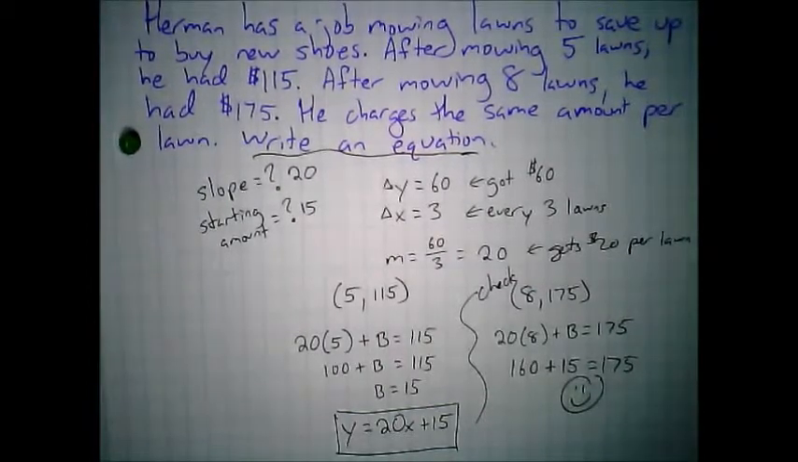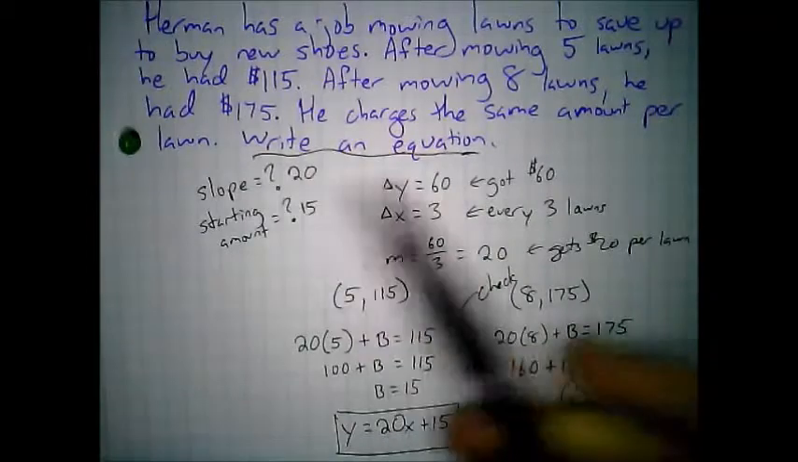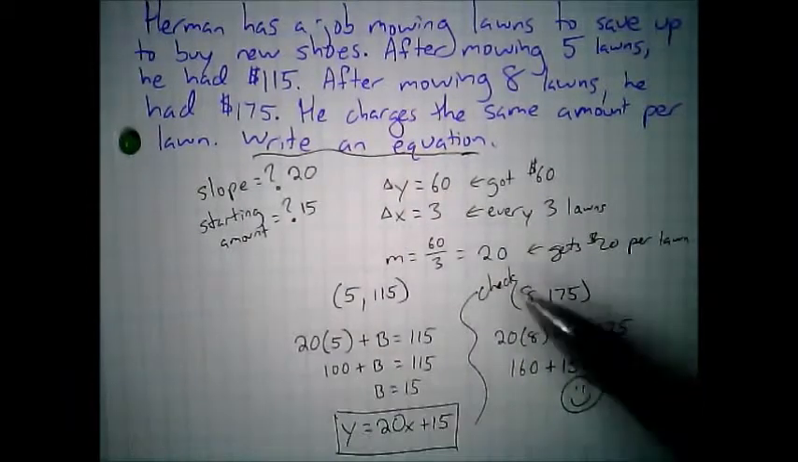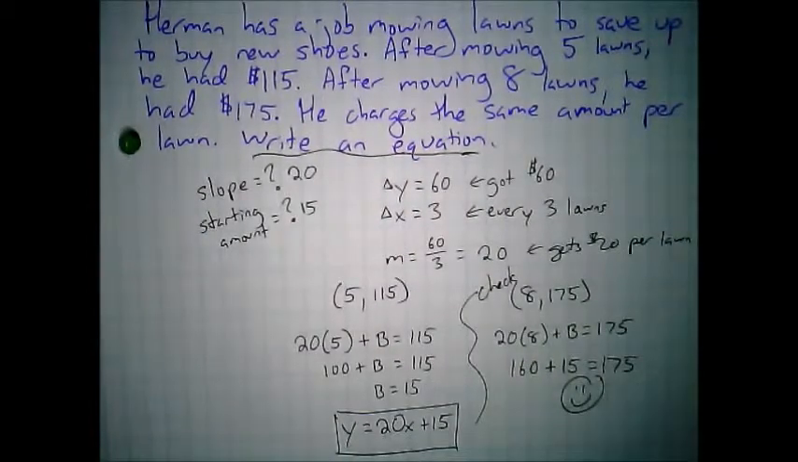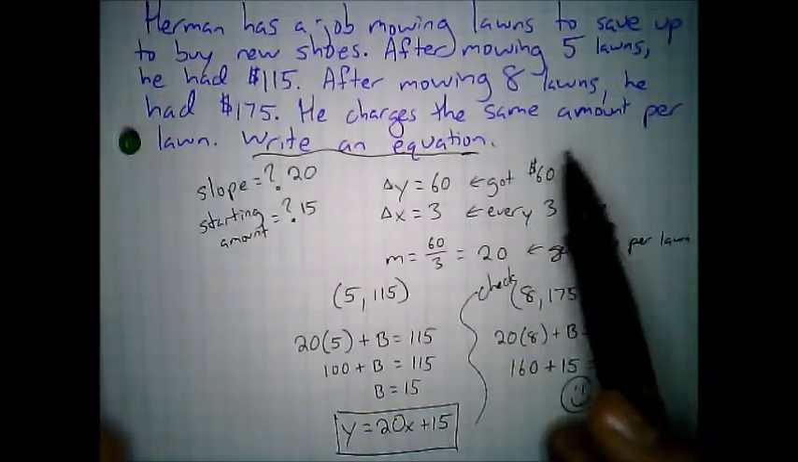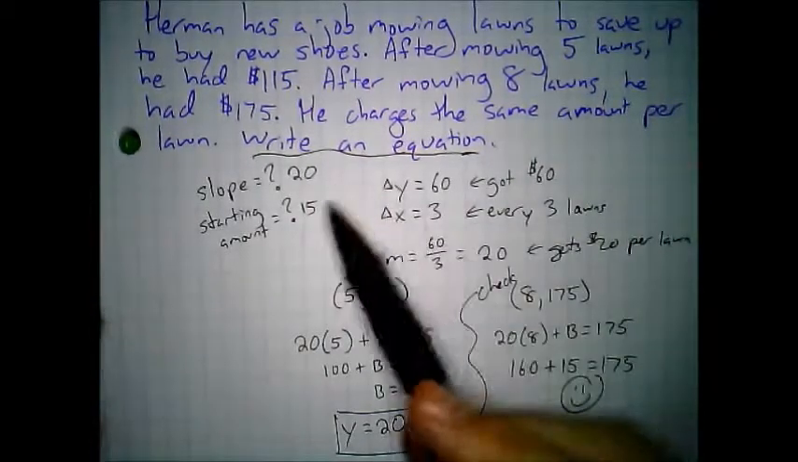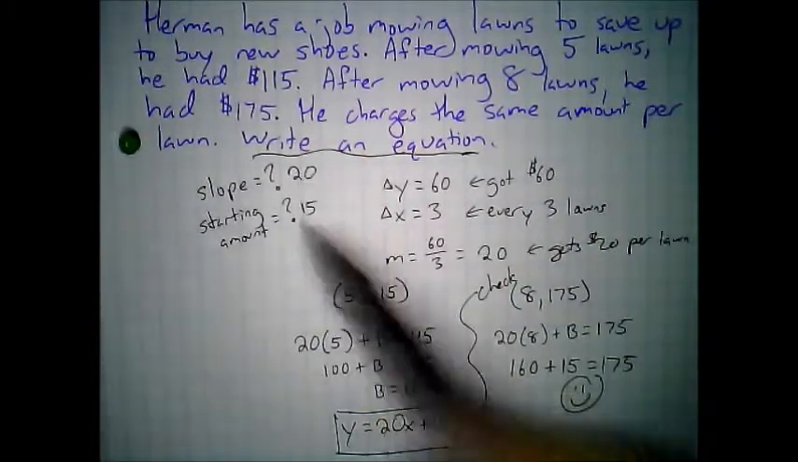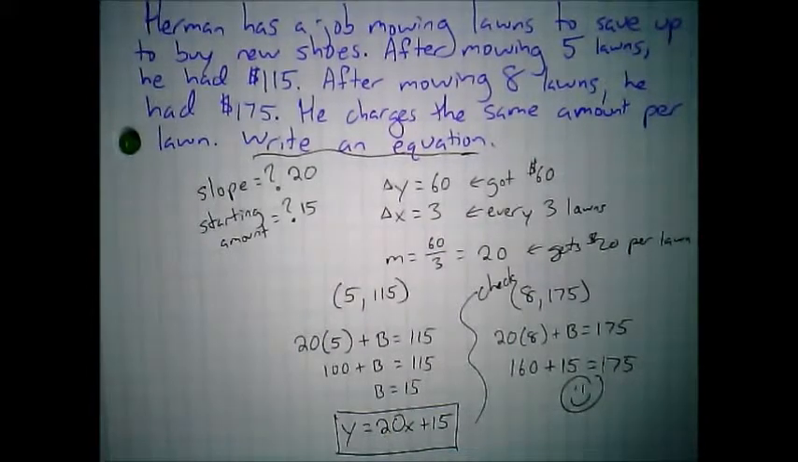Okay, so that's just our general process. The very first thing we needed to do was figure out what's our slope. How much money did he get per lawn? Then we use that slope and the information in the problem to figure out the starting amount, because once we have the slope and the starting amount, we're able to write the equation. That's our whole process in problems like this, where it gives us 2 points on the line.